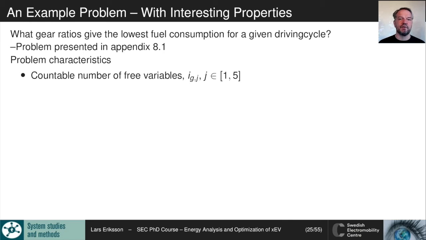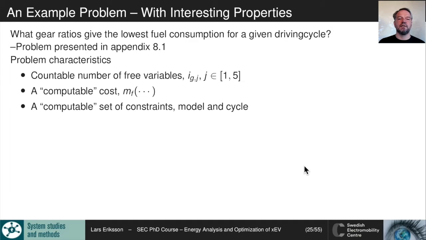The cycle isn't free, the vehicle isn't free, so that is given. But the things that we can change are the gear ratios. And we're just considering the gear ratio as a continuous variable. When we have the model and we have a given set of gear ratios, so we first select all these 5 gear ratios, then as an initial guess we could use, for example, the current design, and when we have the gear ratios we can utilize the model and compute the cost. And then we have the computable set of constraints. That's the model. The model and the cycle are the constraints.